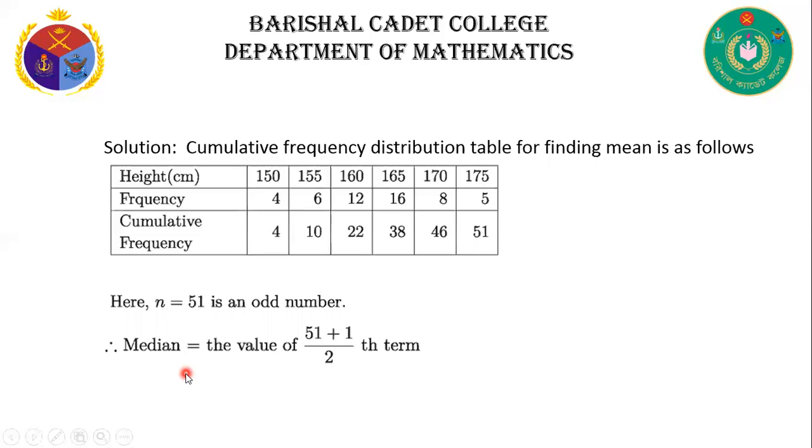So for the median, we know when n is odd, the formula is the value of the (n plus 1) by 2 term. n means 51, so 51 plus 1 by 2, that means the 26th term. Here we know that up to 22 terms is here, and after 22 and before 38, the 26th term will be here. That's why this term is 165. This is our required median.